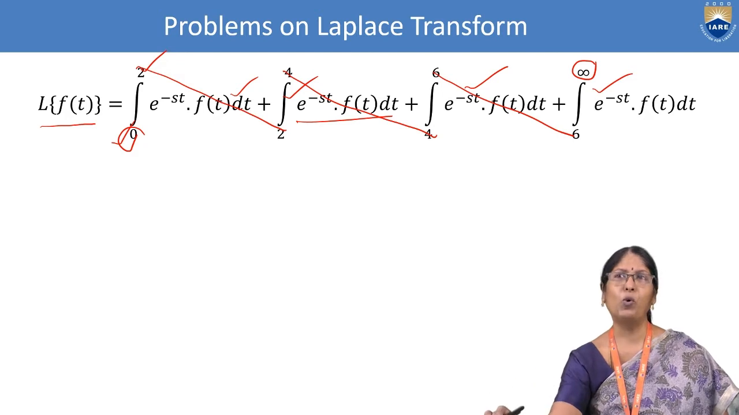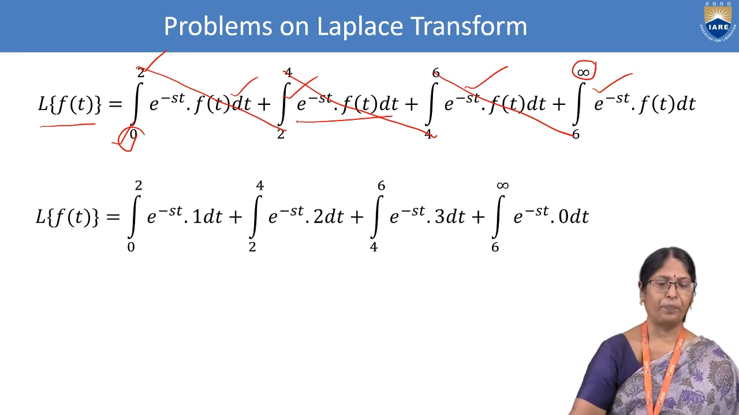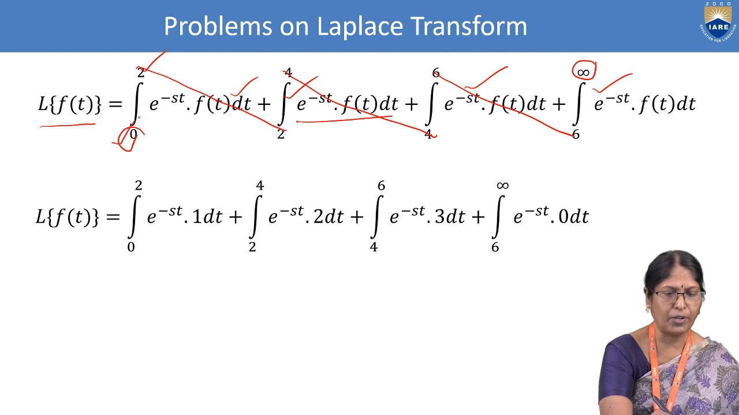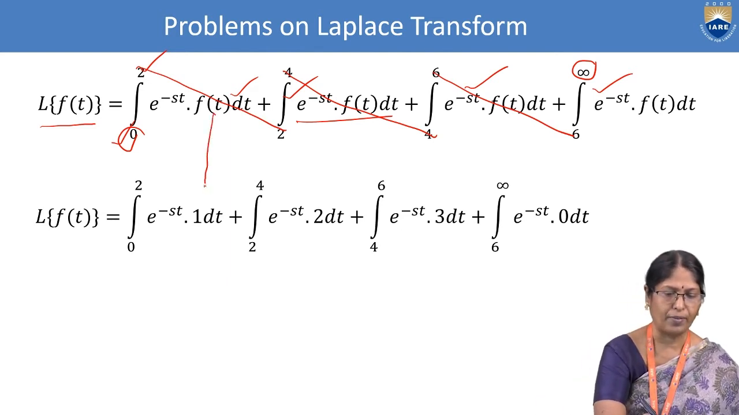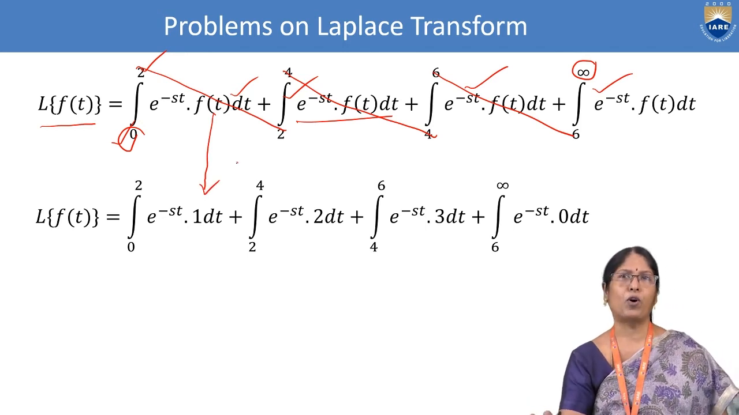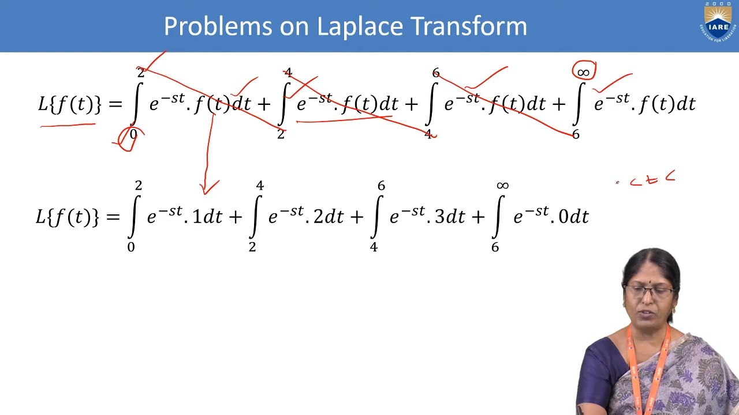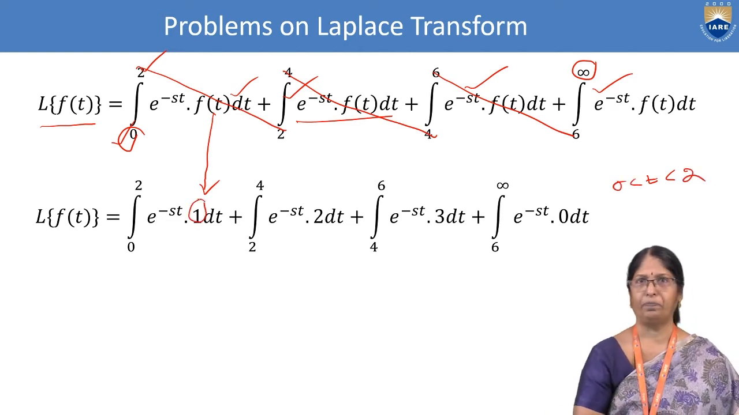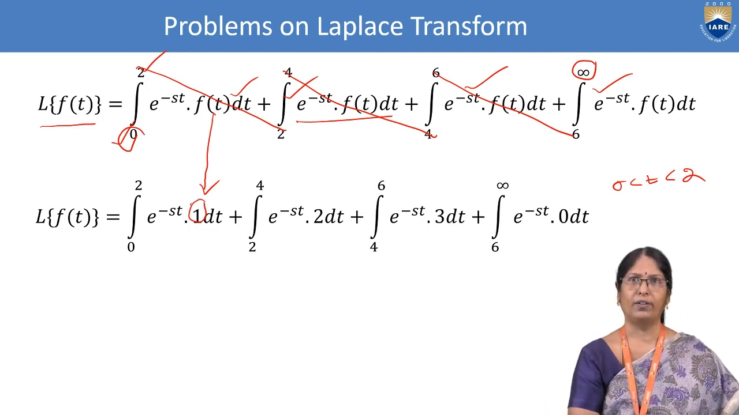So we are moving in the correct path without committing any mistake. Now, the t which lies between 0 to 2, what about f of t? Clearly in the problem it is given, if t lies between 0 to 2, then f of t is 1. So f of t is replaced by 1.